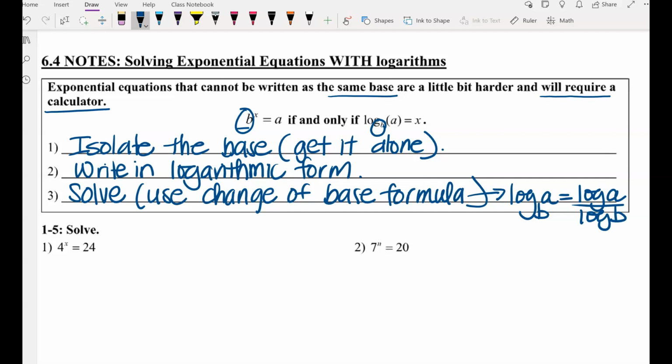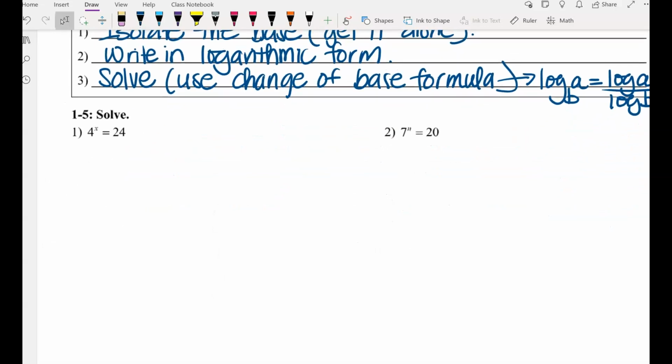Let's complete examples 1 to 5. Solve, that's all, okay? Here it doesn't state how many decimal places we want you to round to. So we're going to round to, can you add this on please? Round to 4 decimal places, okay? All right, here we go. Number 1, 4 raised to the x equals 24.